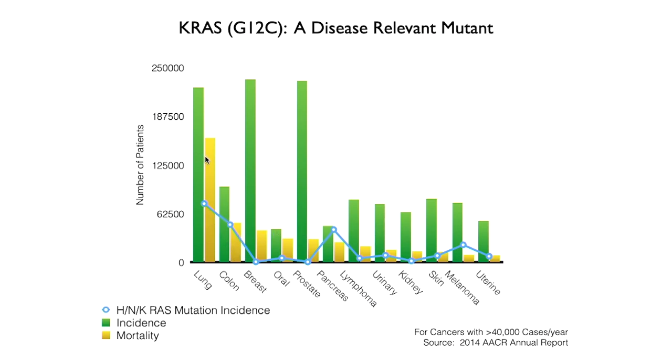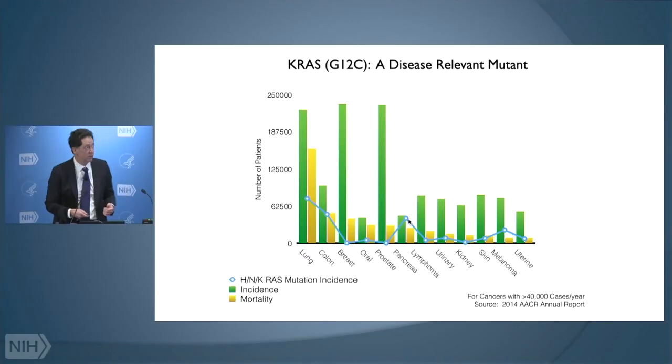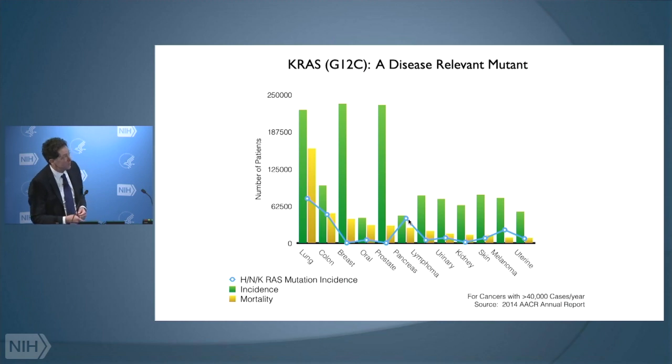Incidence is in green, mortality is in yellow. In blue are the fraction of patients that have a RAS mutation upon presentation. So the key common K-RAS-driven diseases are lung, colon, and pancreatic cancer. Pancreatic cancer in particular, because almost 95% of patients will have a K-RAS mutation. It's the prototypical K-RAS-driven disease.